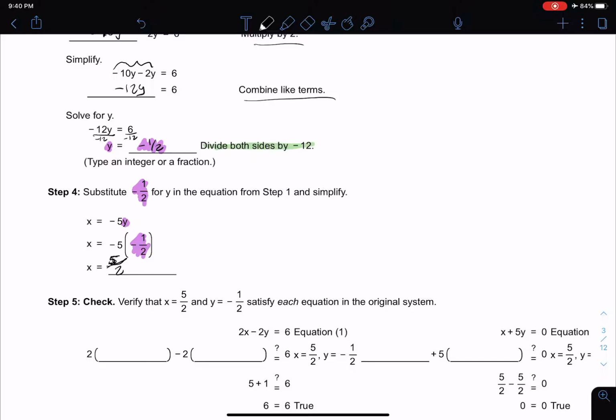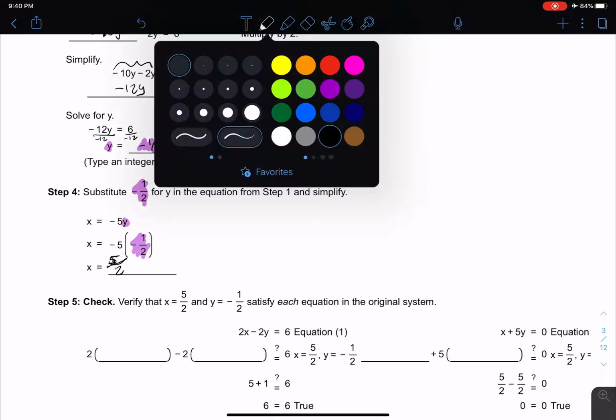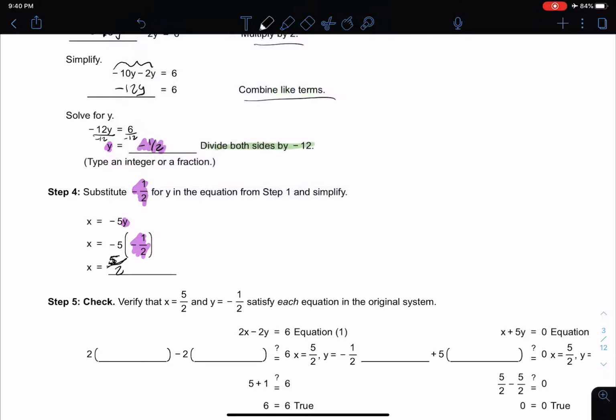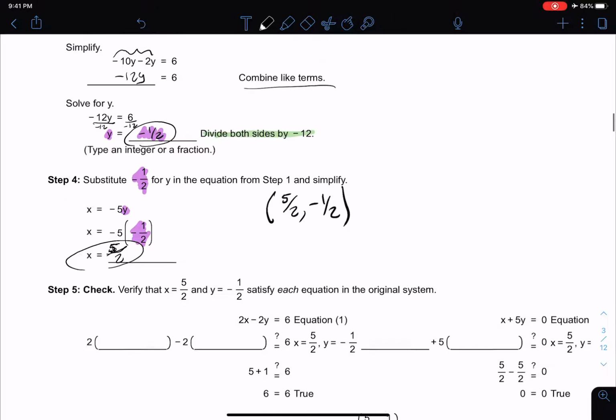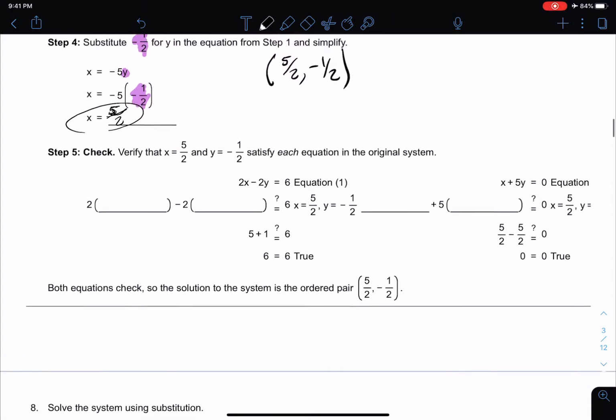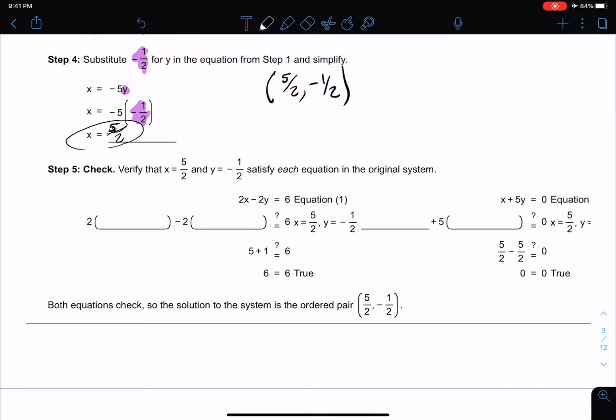So anyways, the solution to this problem, so let me write down the solution. The solution, the point that works for both equations, and we have it right here, x equals 5 halves, and y equals negative half. So now they're saying, hey, check it. Now, checking comes down to, do you have time, right, on a test? And if you do have time to check it, it's awesome to check it.